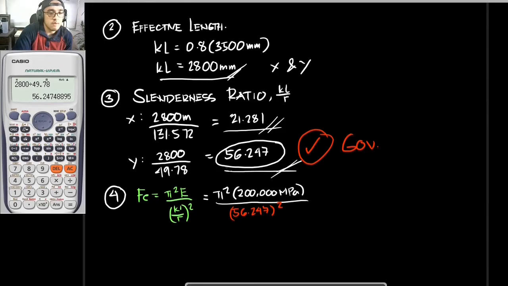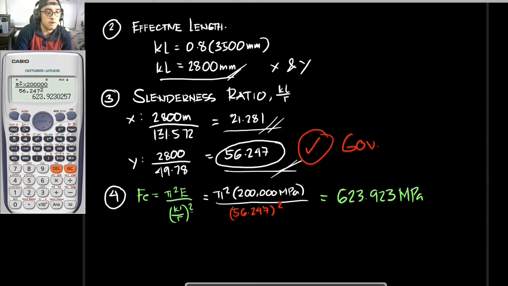Okay, so solving for this, ang magiging sagot natin for Fe would be pi times 200,000 divided by 56.247 squared. May mali pala. Nakalimutan kong i-square ang ating pi. So, pi squared times 200,000 divided by 56.247 squared. So, our answer here would be 623.923 megapascal. So, this would be our value for Fe.